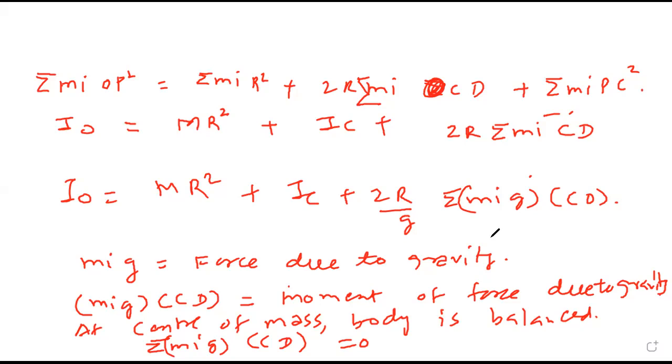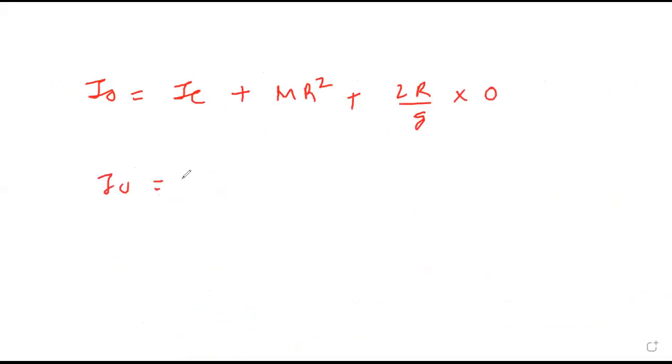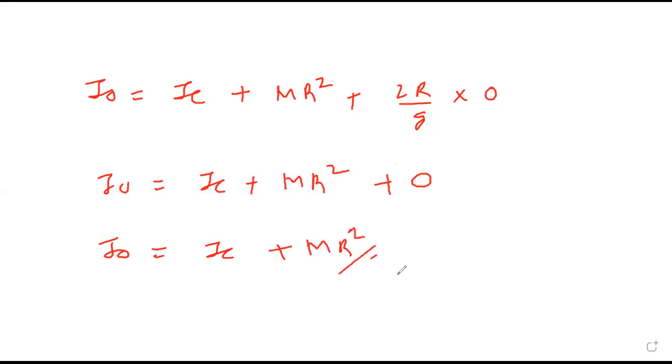Done, sir. Okay. So IO is IC plus MR square plus 2R upon G into 0. So IO equals IC plus MR square plus 0. So IO equals IC plus MR square. This is the formula. This is the parallel axis theorem. Copy these 3 lines.